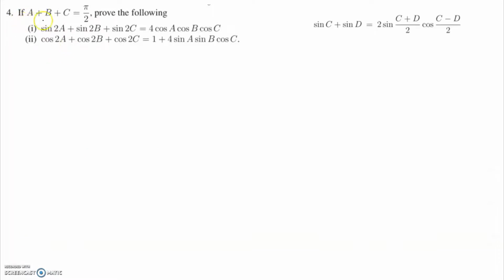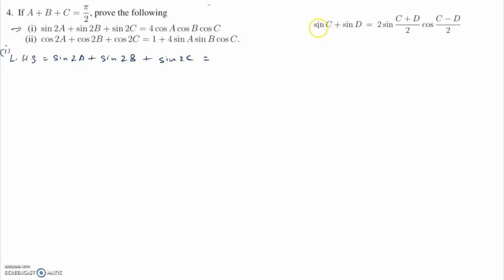Question number 4. If a plus b plus c is equal to pi by 2, prove the following. So, let us take the first question, which is prove that sin 2a plus sin 2b plus sin 2c is equal to 4 cos a cos b cos c. So, let us take the left hand side of the first problem. Let me call this 1. LHS is equal to sin 2a plus sin 2b plus sin 2c.